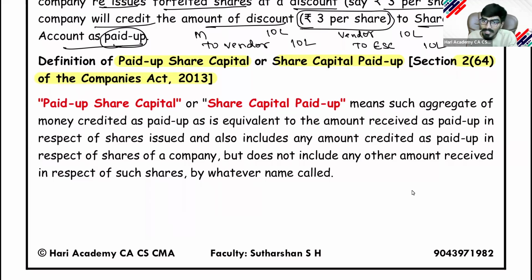Whatever we studied, authorized, issued, subscribed, we have learned, and in-depth notes to accounts. Now we are in a position to learn called up capital and paid up share capital. Now come back. Listen.